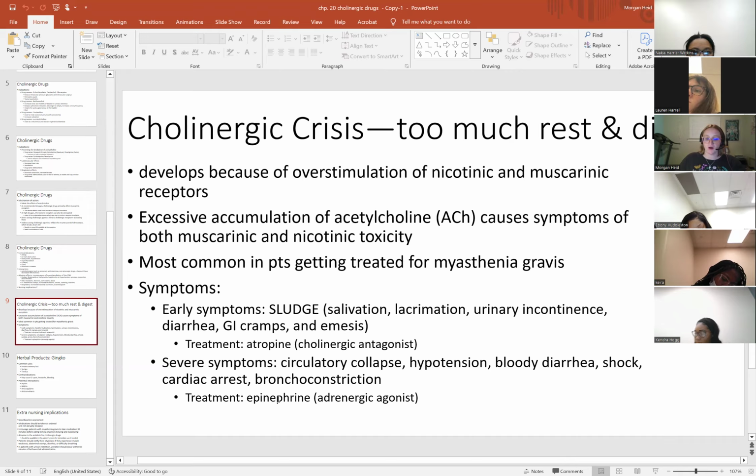Because epinephrine is an adrenergic drug, which is the opposite of a cholinergic. So it's going to be like an antidote. Make sense? So you have early stage of cholinergic toxicity and you have late stage. Medication treatment for early stage is atropine. Medication treatment for late issues is going to be epinephrine.